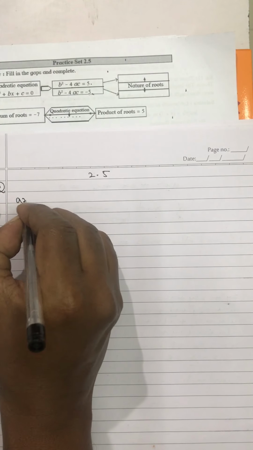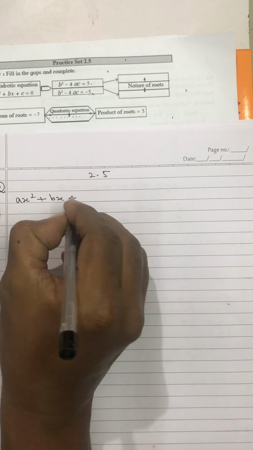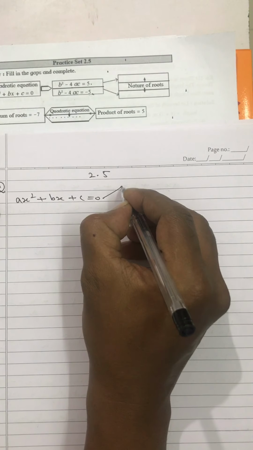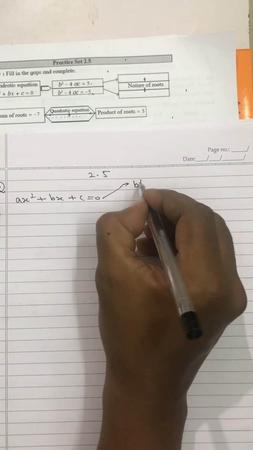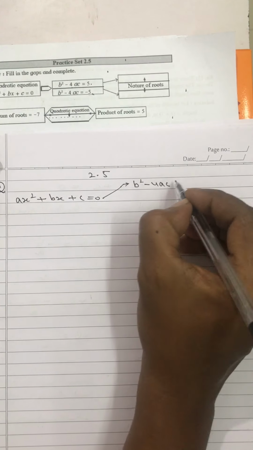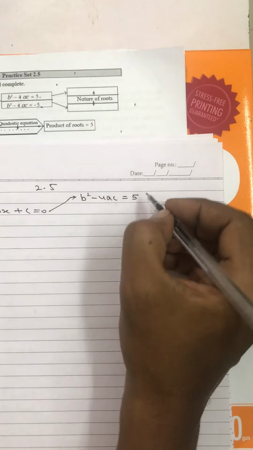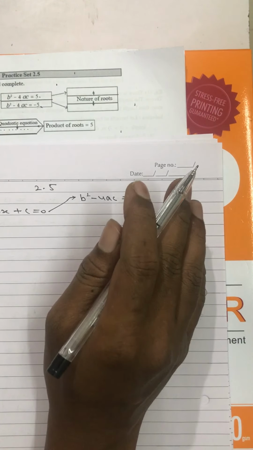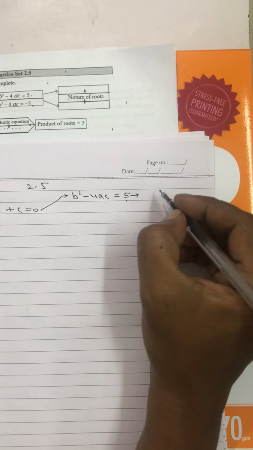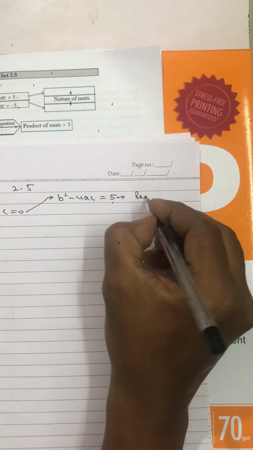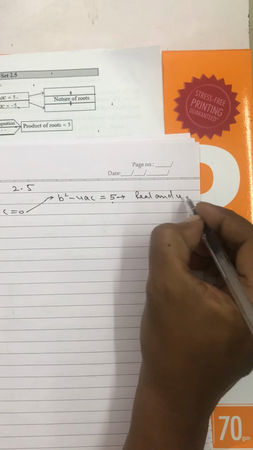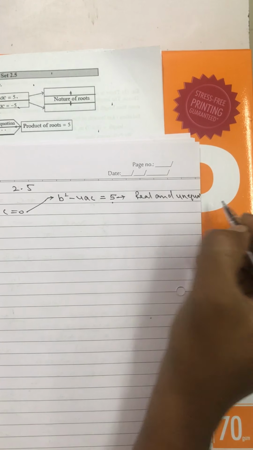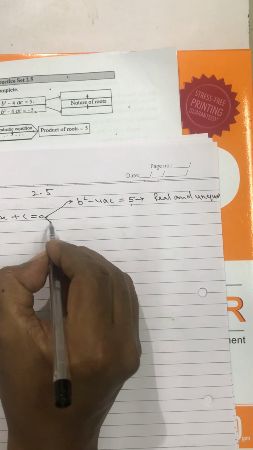Here they are talking about the quadratic equation ax square plus bx plus c is equal to 0, and in one condition they are telling that the value of b square minus 4ac is equal to 5. Then what is the nature of the roots? Now this value b square minus 4ac is equal to 5, which means it is greater than 0, a positive number. The nature of the roots is going to be real and unequal, because it is greater than 0. So real and unequal.